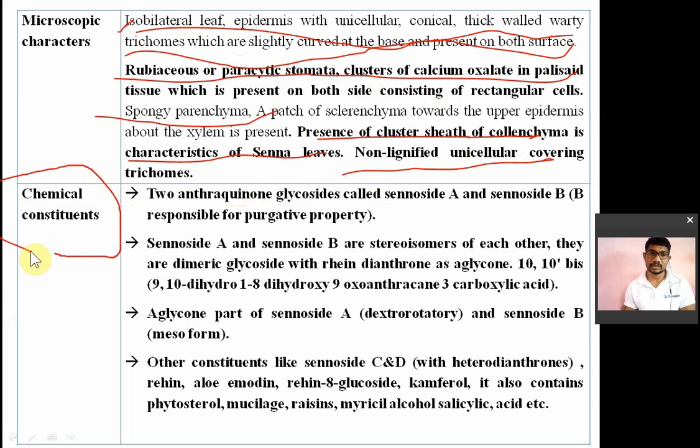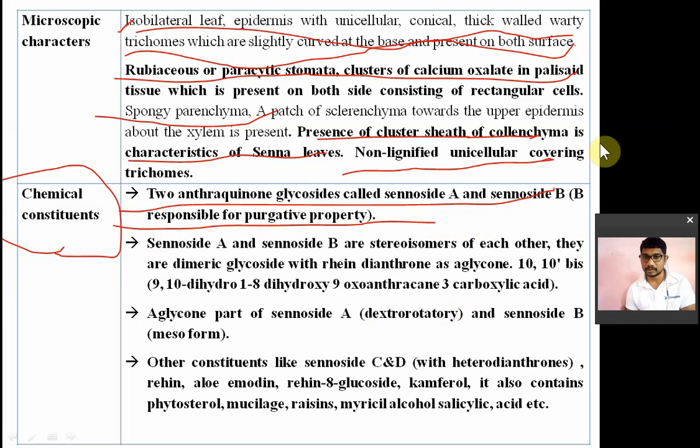So chemical constituents, what is in it? So obviously it will have anthraquinone glycosides known as sennoside A and sennoside B. Two anthraquinone glycosides are present in the Senna, sennoside A and sennoside B. Out of which sennoside B is responsible for the purgative activity. Okay, here look, sennoside B is responsible for the purgative activity.